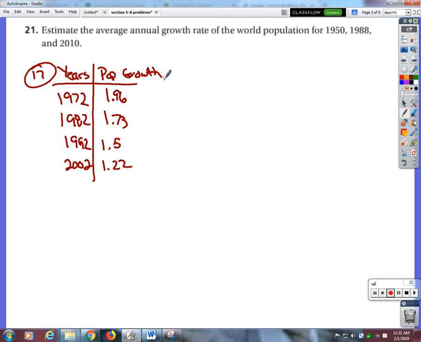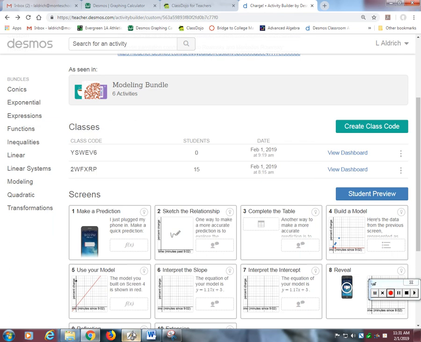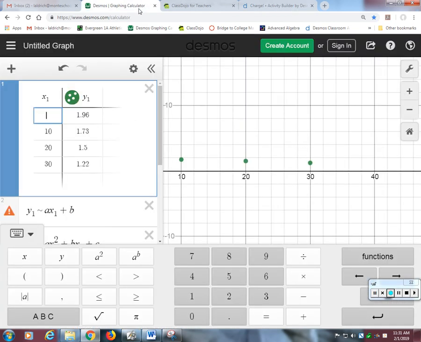Can I get you guys to quiet down a little bit? Thank you. So yes, like Emma said, we're going to make it easier by making 1972 be year 0. And then this is really nice the way they have this set up, because then this is 10, and this is 20, and this is 30. So those are easy numbers for us to enter into the calculator, okay? And it looks like I have those up there already.